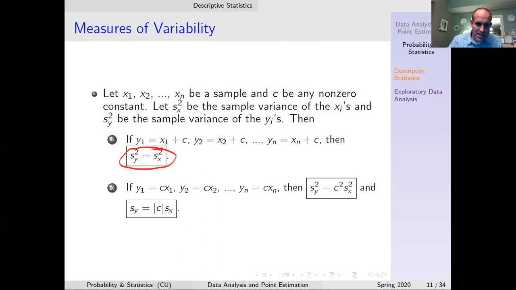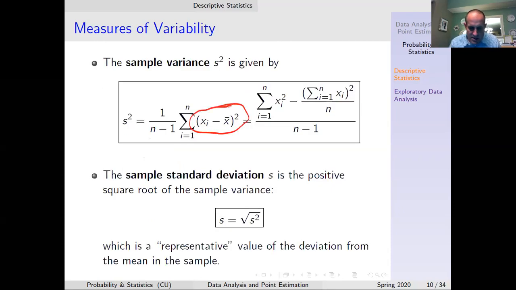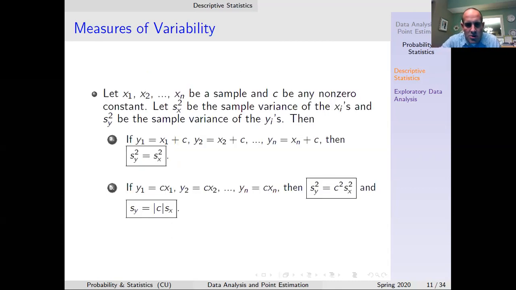And what about this? In the second case, what happens if instead of just adding c, I multiply everything by c? Well, not surprisingly, because remember in the formula back here, everything was squared, so if I multiply everything by c, I'm going to get a c squared that factors out of everything. So if I scale all the x's by c, there's going to be a c squared that factors out of that formula, and the sample variance for those scaled things is c squared times the original sample variance.